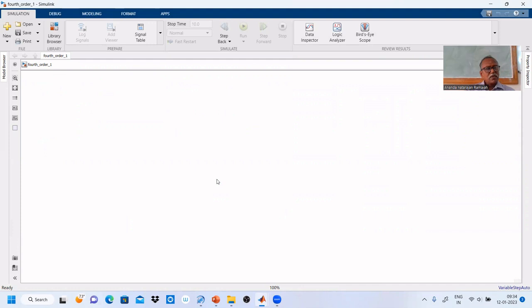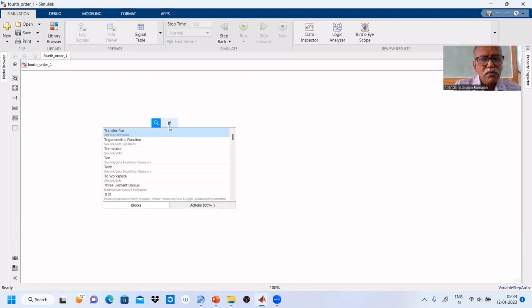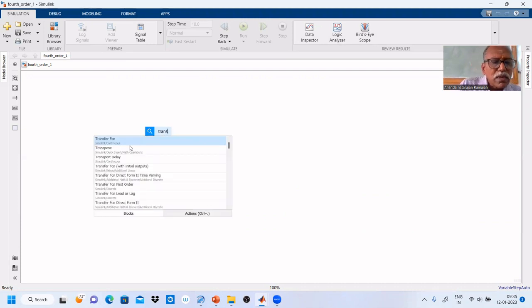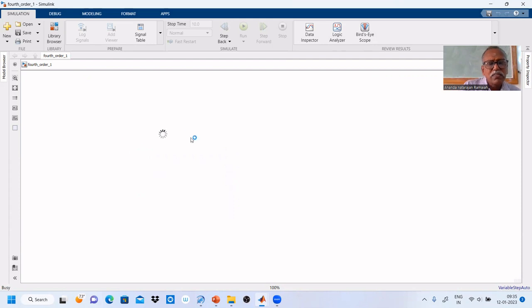So we selected a blank spreadsheet. In that we will place the components. Components are already made by MATLAB. That will be pick and place. That's all. So we need a transfer function, or if you know the name, you can type it and automatically you will get it. Transfer function. So the transfer function block is available.